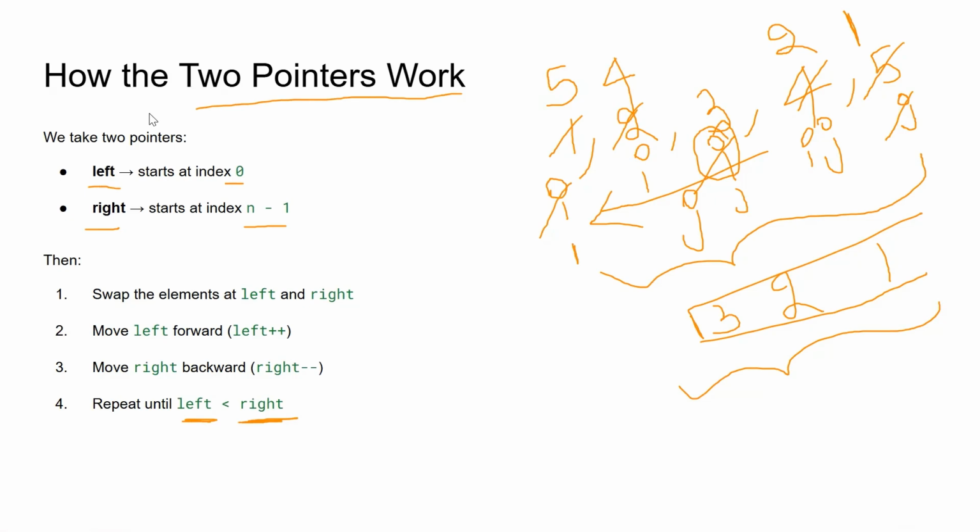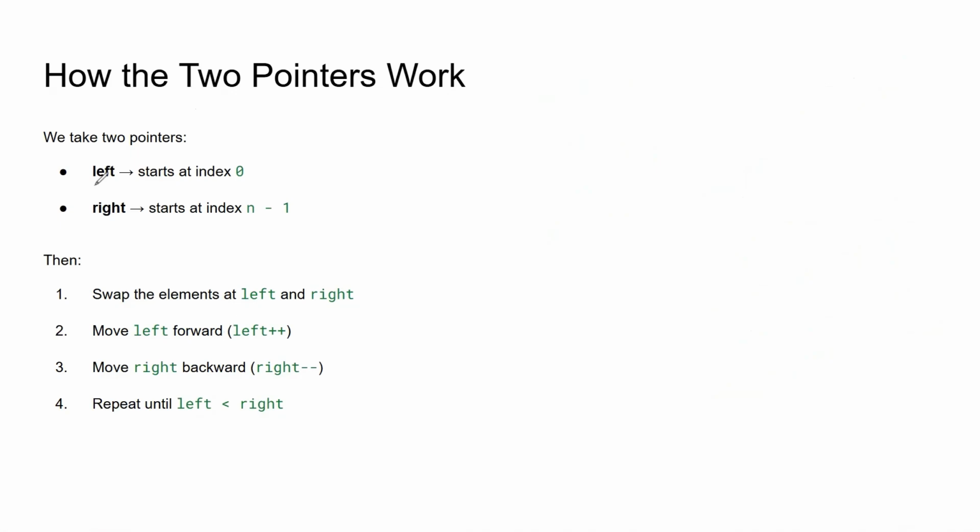So let me just quickly revise again. We have the left pointer which starts at index 0. We have the right pointer which starts at index n minus 1. And what are we doing each time? We're swapping the elements, left and right. And we keep moving left plus plus. We keep moving right backwards, right minus minus.